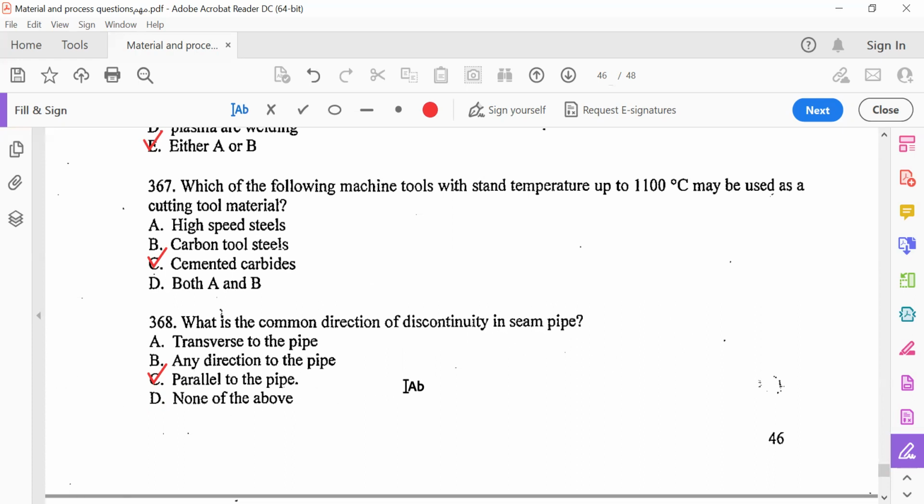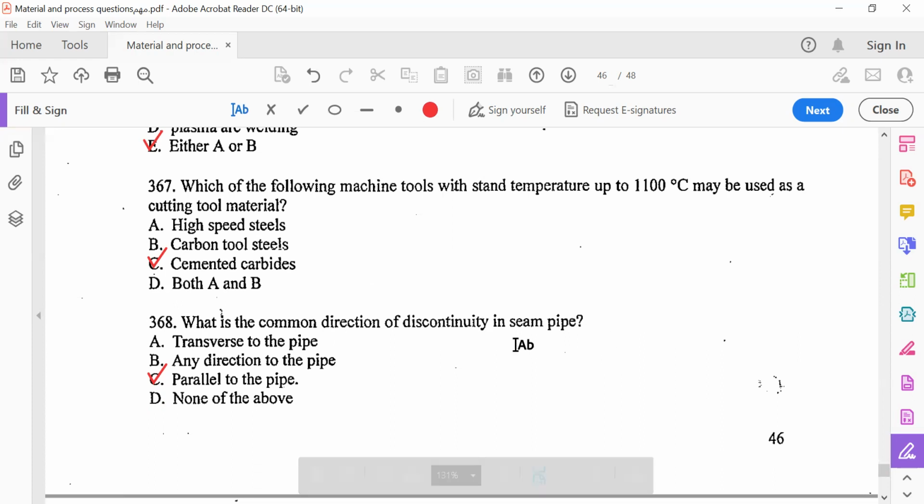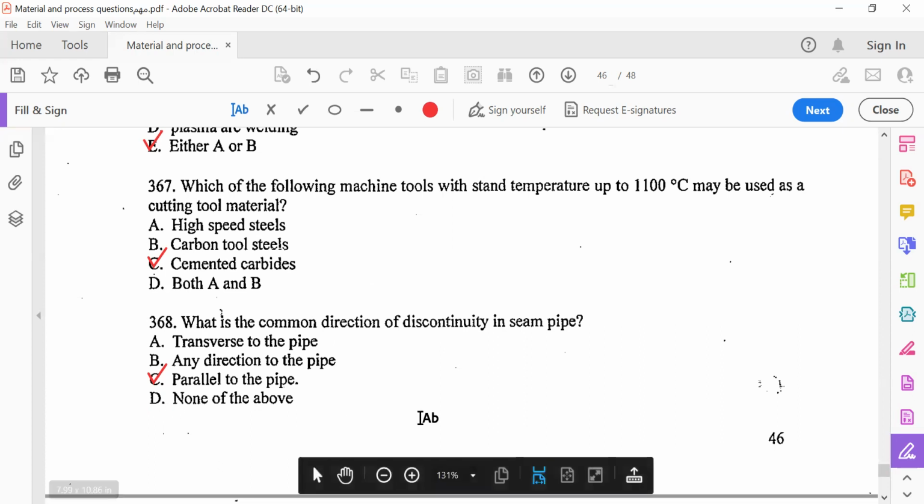What is the common direction of discontinuity in the seam pipe? Is parallel to the pipe, because it is not seamless pipe, it is seam pipe. So for the welding defects, parallel to the pipe.